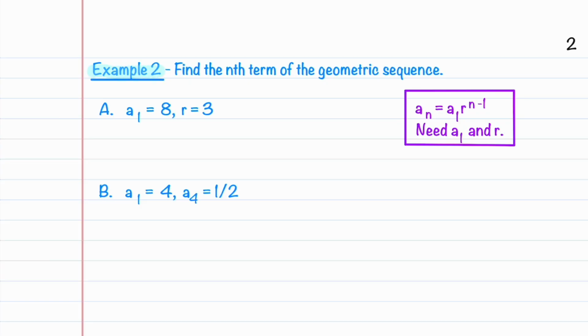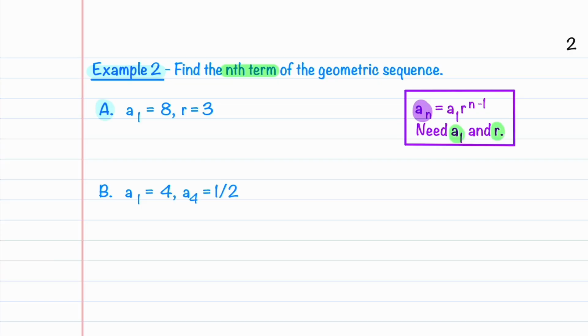Let's now look at our second example. We want to find the nth term of our geometric sequence. Over here on the right, to make things easier, I went ahead and wrote down the formula for a sub n. And notice, to find a sub n, which is the nth term of our geometric sequence, we need to find a1 and r.